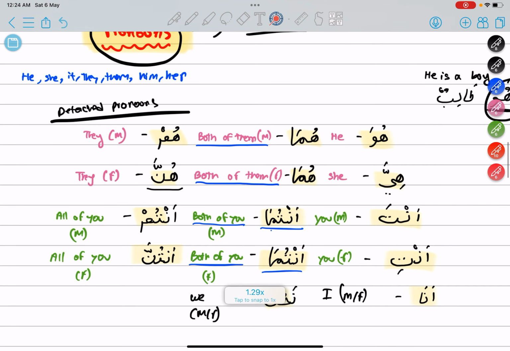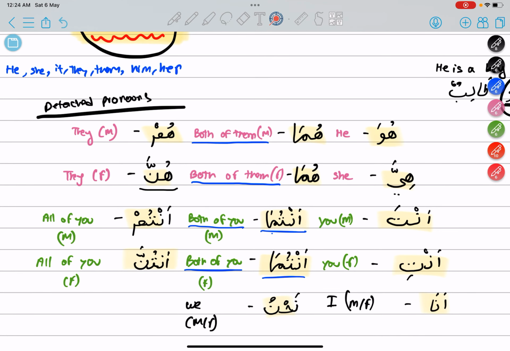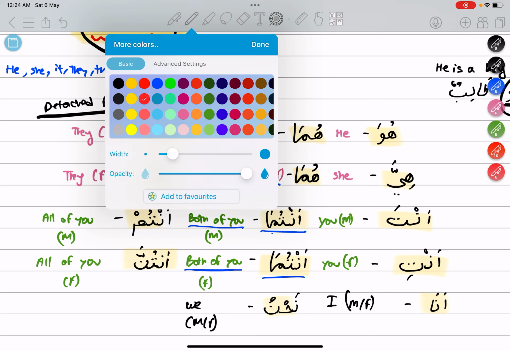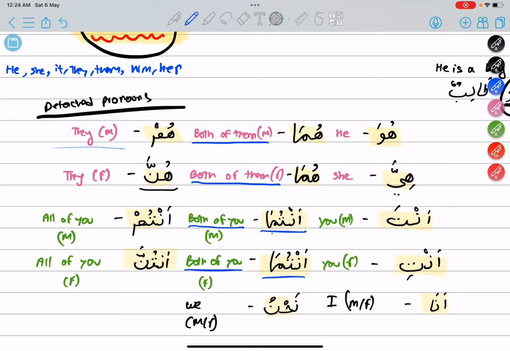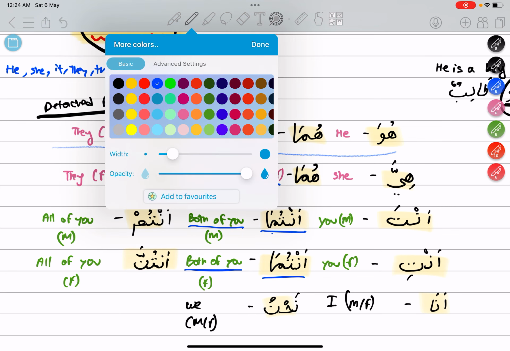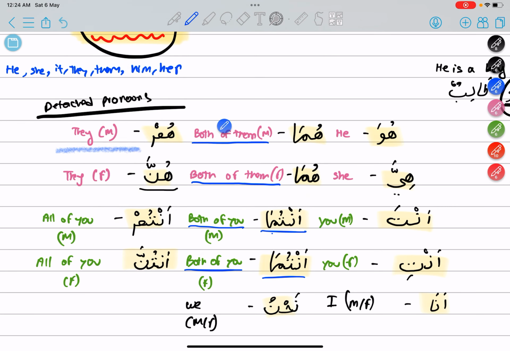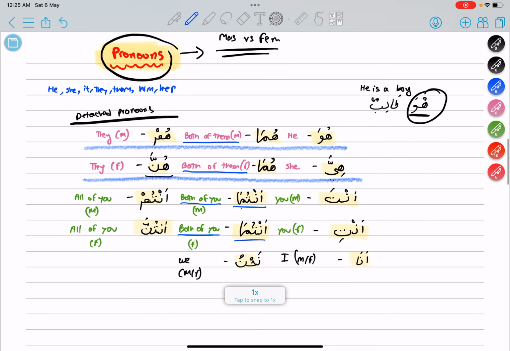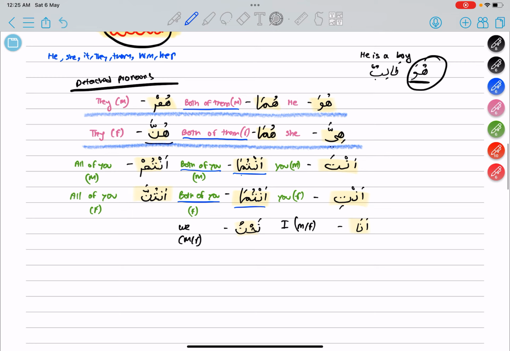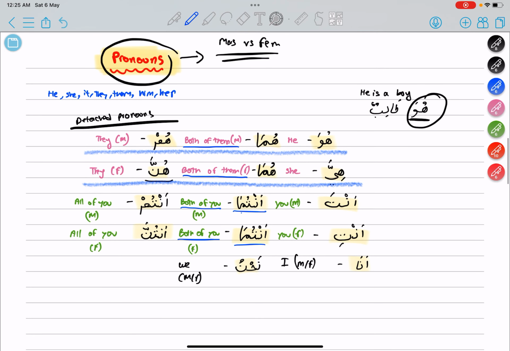Try to memorize them in the sequence. I would suggest, if you find it hard to memorize, take three words. Take the first line, for instance, and try to memorize all the words with their definitions. Huwa means he. Huma means both of them. Hum means they. Try to memorize them in these sequences. It's very important, actually. So these are basically the pronouns in a nutshell.